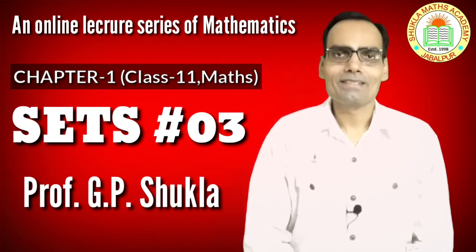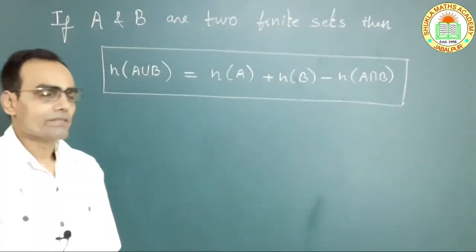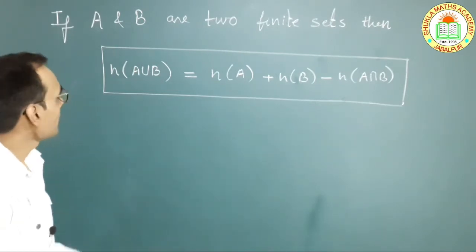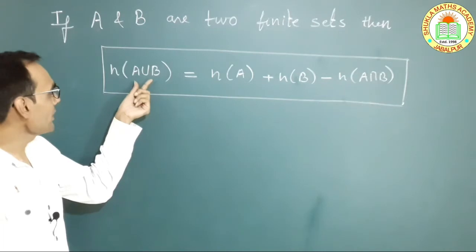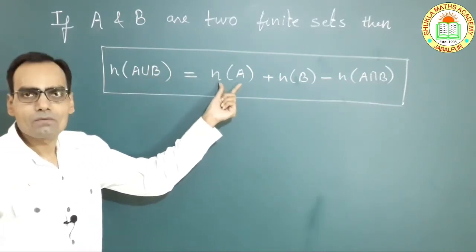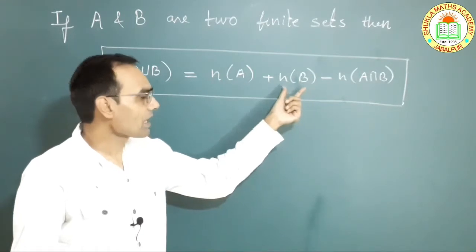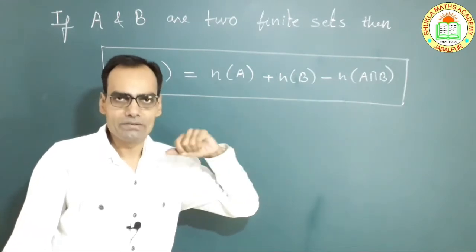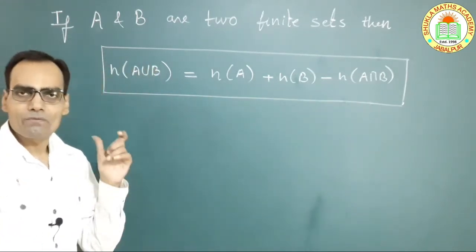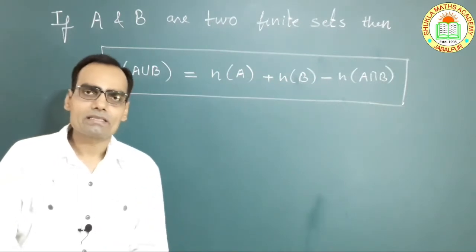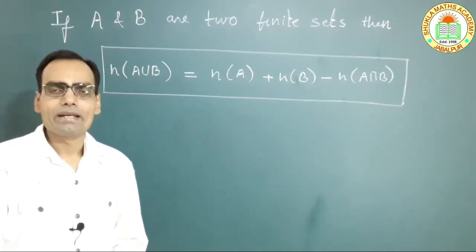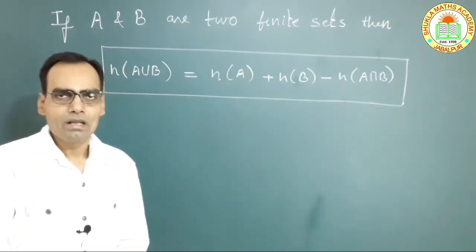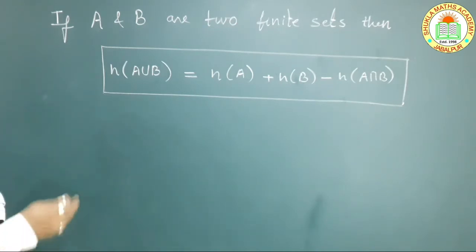So now we start. Our formula is: if A and B are two non-empty sets, then the number of elements in A union B is equal to the number of elements in A plus the number of elements in B minus the number of elements in A intersection B. This is a very important formula to find the various elements like union, intersection, or particular A and B. I am taking an example based on this formula.